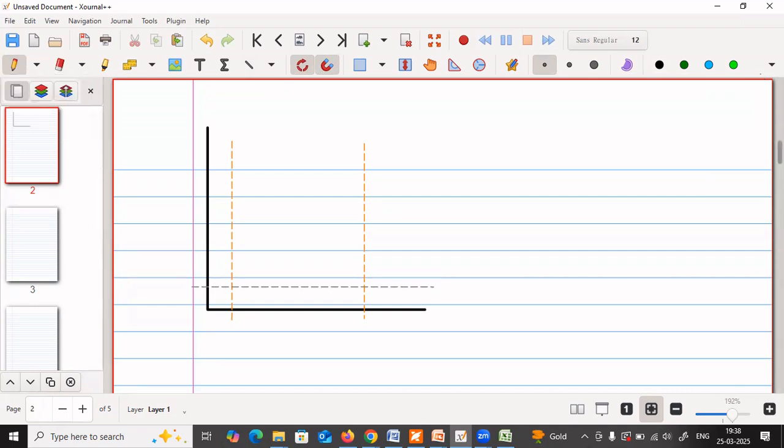This is the pressure axis, and this is the volume axis. The unit may be meter cube, or meter cube per kg, that is specific volume, and the pressure is in either bar or kilopascal.